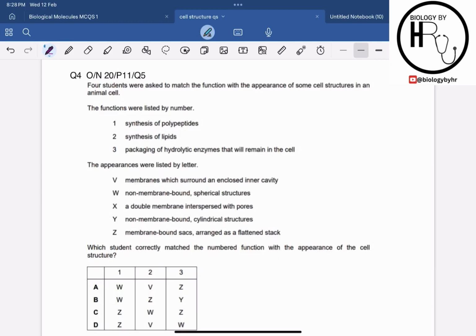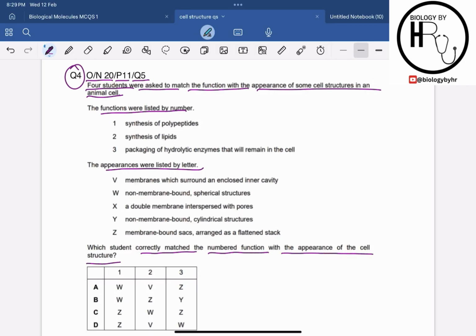Alright, so let's now move on to question 4, which is from October-November 2020, paper 1-1, question 5. It is a similar question to question number 1, but it is a little different, right? So let's begin with this question. It says that 4 students were asked to match the function with the appearance of some cell structures in the animal cell. These functions are given and then the appearances are listed. We have to correctly match the numbered function with the appearance of the cell structure, right?